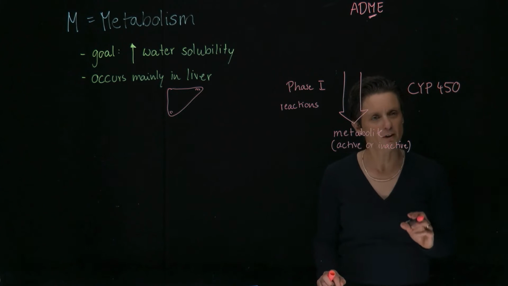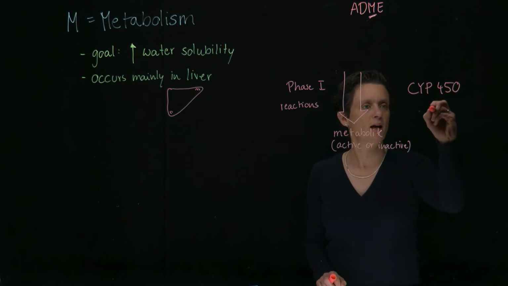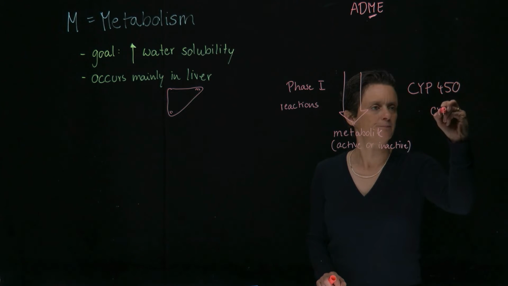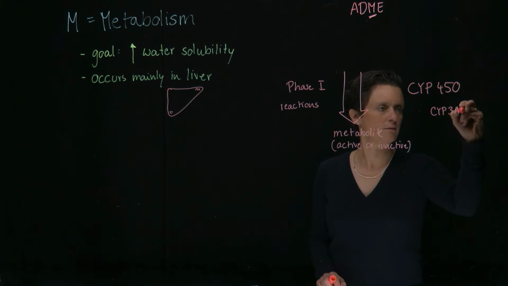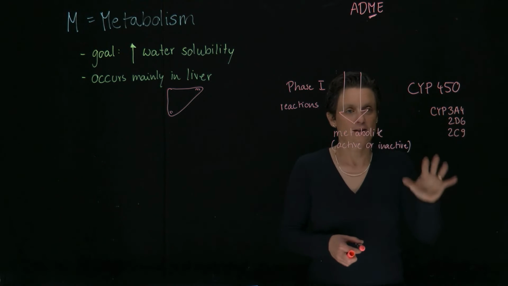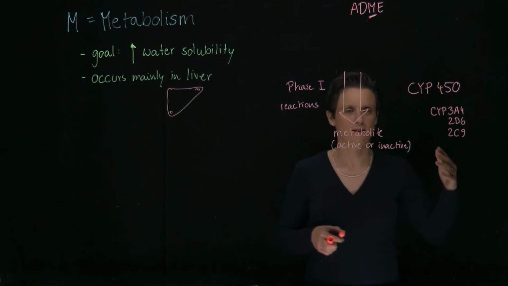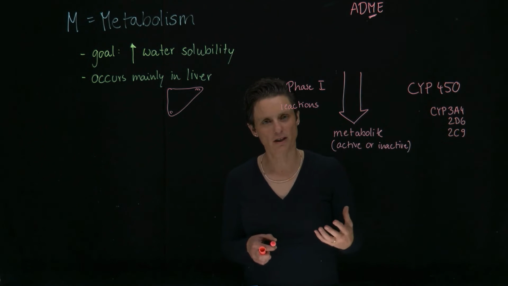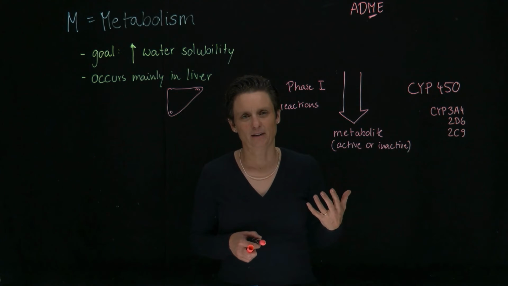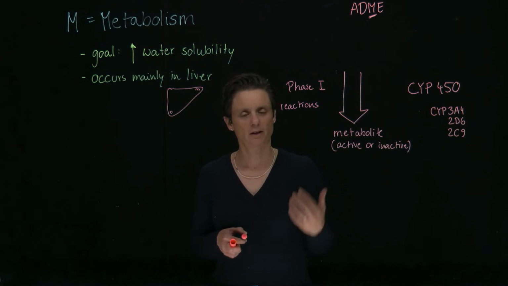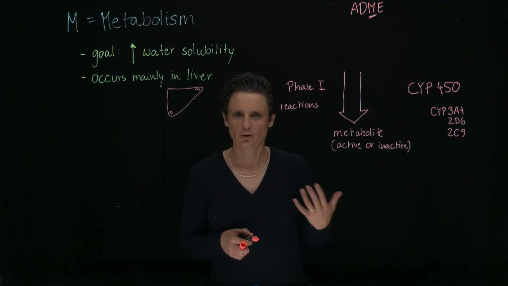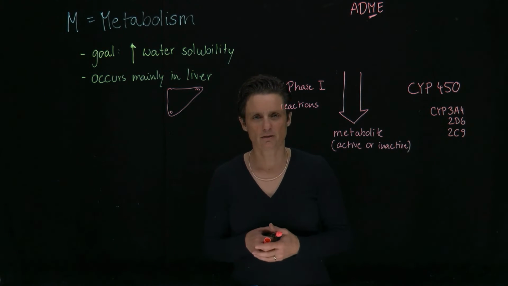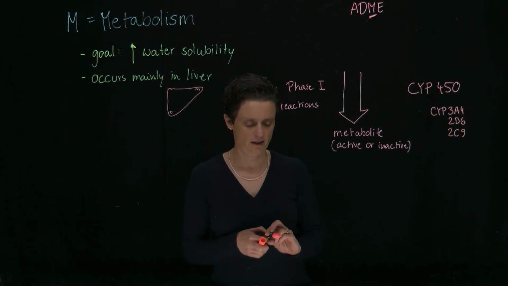The ones that are very important for drug metabolism are CYP3A4, CYP2D6, and 2C9. I mean, these are just the most important. There are many more. And these phase 1 reactions usually put some sort of a functional group onto the drug. They're usually responsible for oxidation, reduction, and hydrolysis.